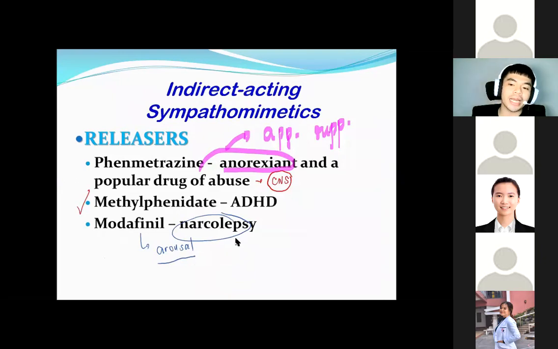Now, para maka-relate kayo sa dinidiscuss natin sa releasers, actually, ang mga indirect acting sympathomimetics, sila yung mga ginagamit na party drugs. In fact, meron tayong idea sa isang common example ng party drug na under ng sympathomimetic. You know ecstasy? Have you heard ecstasy? Yes po. Aware ba kayong party drug siya? Yes po.